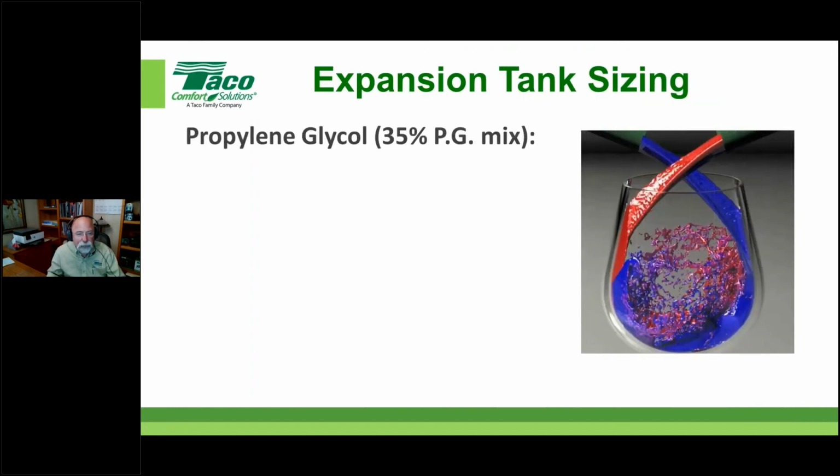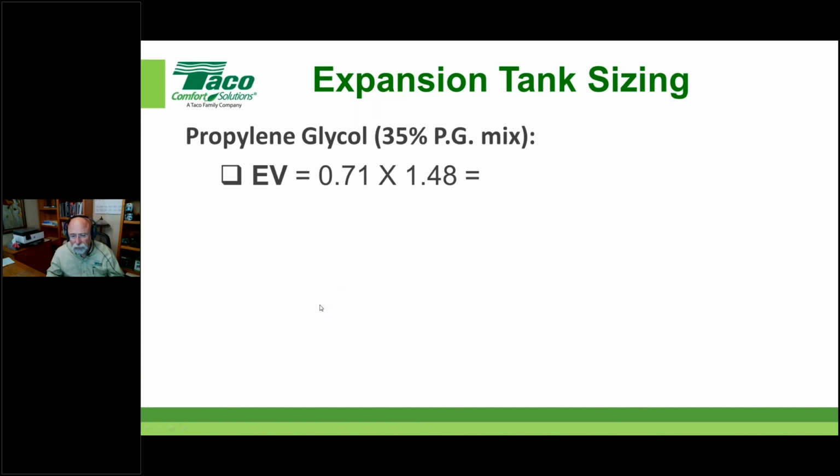Let's show you what happens when we mix some glycol together. In this case, I used 35%. That's a more realistic mix than 50. Okay. So our expansion volume in that case was 0.71. Because of the propylene glycol in that mixture, I used a 1.48 multiplier. So that's going to tell me now this new number is 1.05, not 0.71.